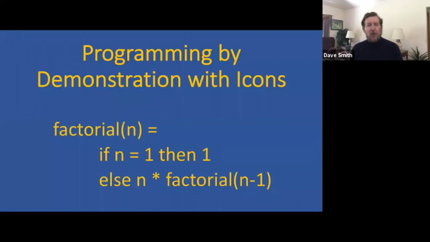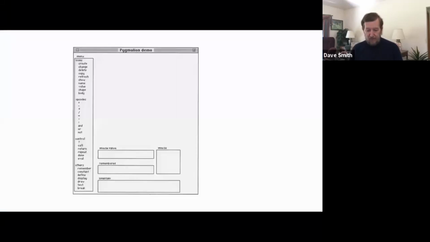So here's an example of programming by demonstration using icons. We're going to define the factorial function. If n equals 1, then 1, else n times factorial of n minus 1. Here is the environment I implemented. I incidentally used the brand new Alto computer that the PARC people had invented, and the brand new Smalltalk programming language, which Alan Kay's group had invented.